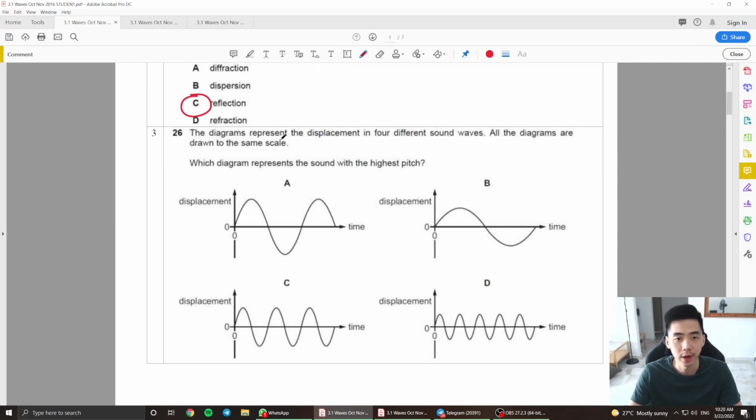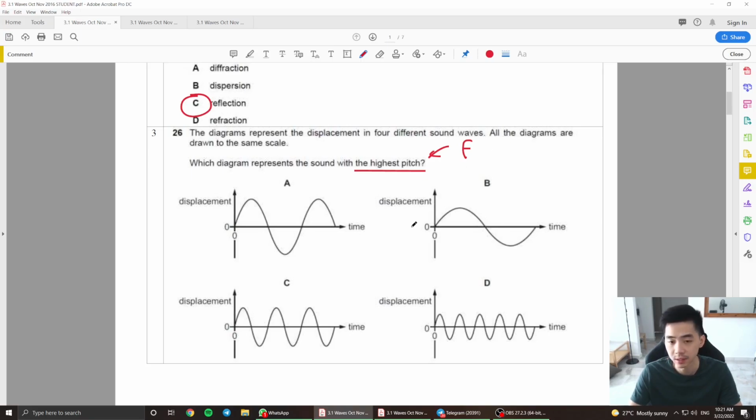Then question number 3, the diagram represents the displacement in 4 different sound waves. All the diagrams are drawn to the same scale. Which diagram represents the sound with the highest pitch? Now you have to understand that the highest pitch is always the one with the greatest frequency, right? Because frequency is responsible for your pitch, right? And frequency means to say more number of oscillations per second, right?